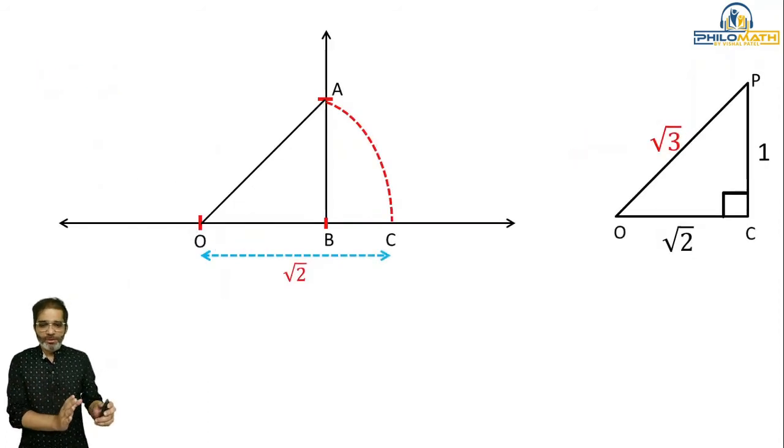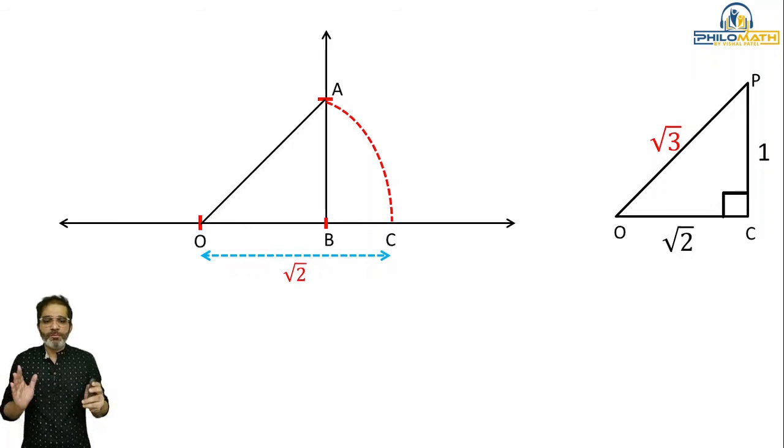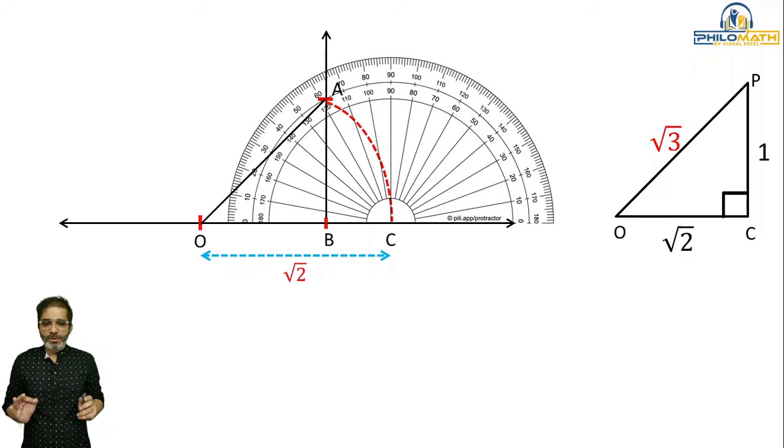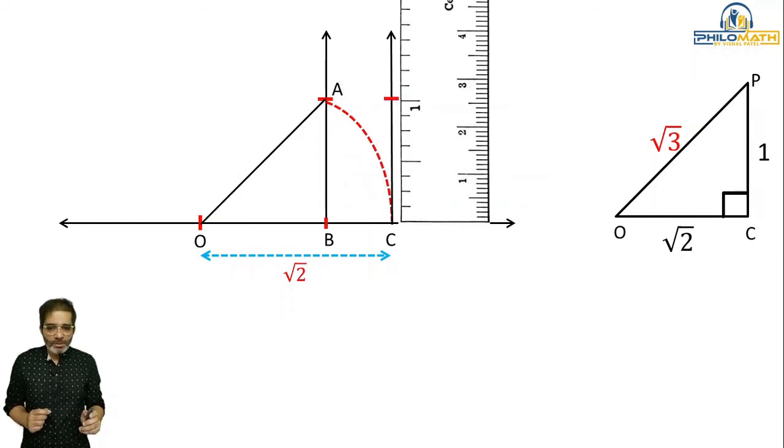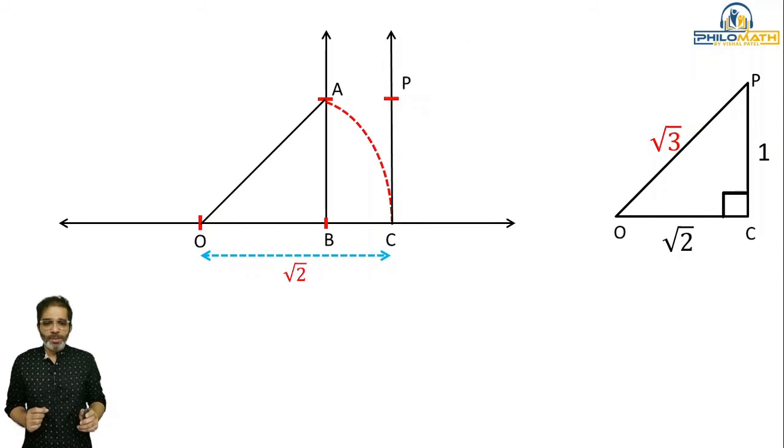I've taken the figure on the right hand side, and what you see over here is the same thing we did for plotting root 2 on a number line. So we are going to start with this particular figure. With the help of a protractor, from point C I have to draw a perpendicular. Now again with the help of a scale, I have to mark 1 inch and I'll name that point as P. You can see that on the figure on the right hand side. When I join PO, PO is nothing but root 3.